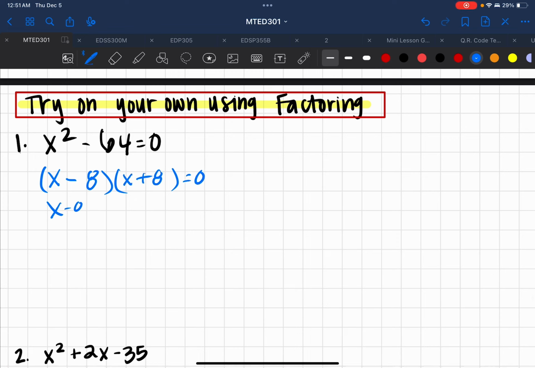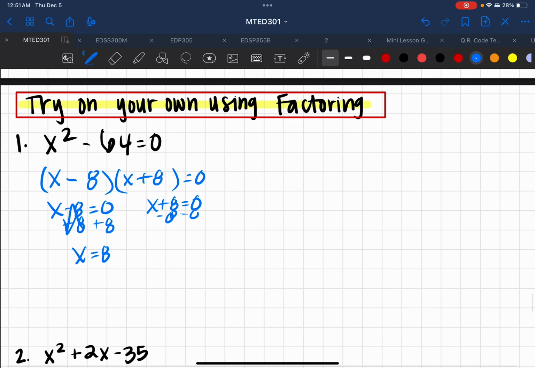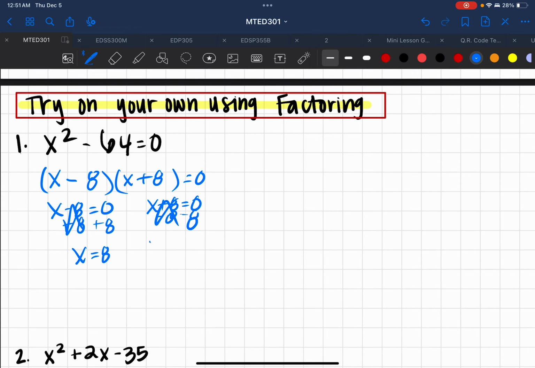When we solve that, x minus 8 equals 0. We'll add 8 to both sides and we'll be left with x equals 8. Over here we have x plus 8 equals 0. We'll subtract 8 from both sides, and we'll be left with x equals negative 8. So I hope you were able to get these two solutions on your own by using the difference of squares.